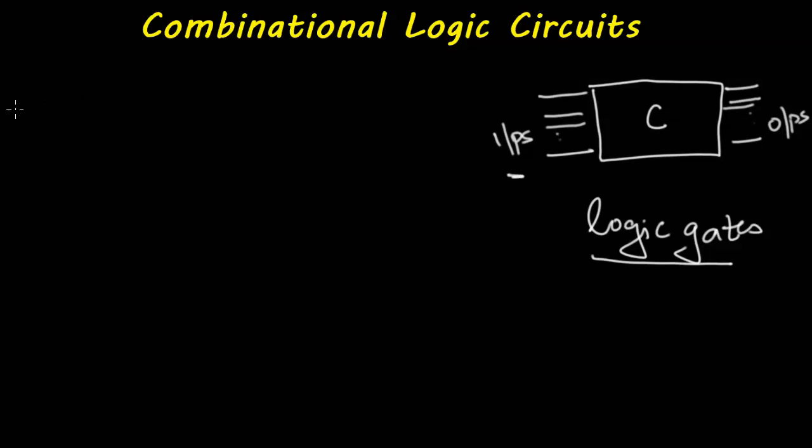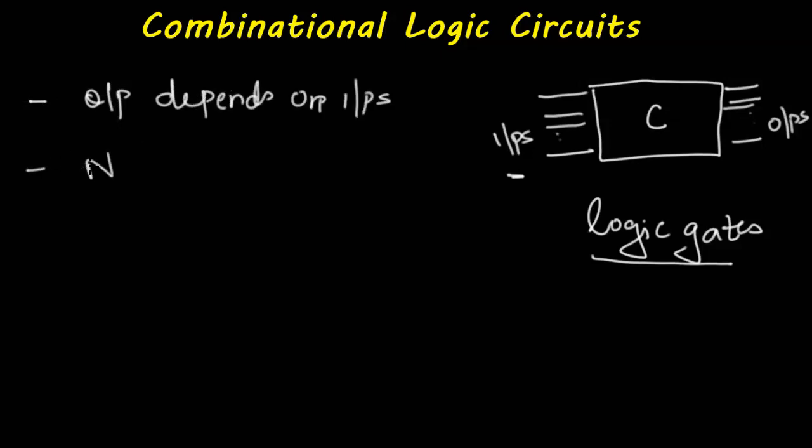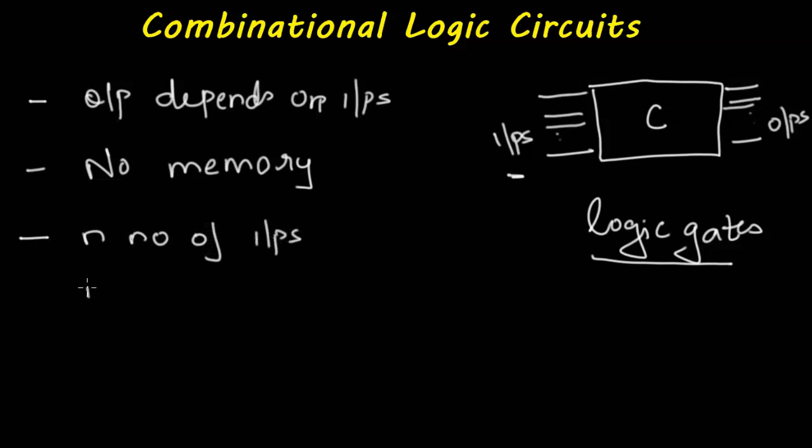Let's see some of the properties of a combinational logic. We know that the output depends on the input. Then, this has no memory. So it does not matter what the last input was for one particular logic. It depends on the present input, so there is no memory. Also, we have n number of inputs and m number of outputs.